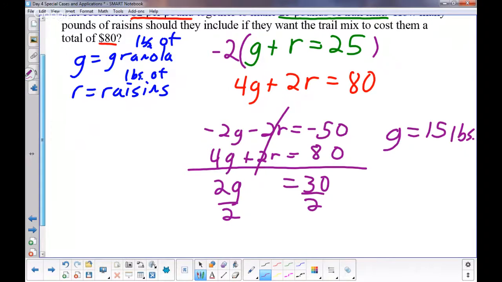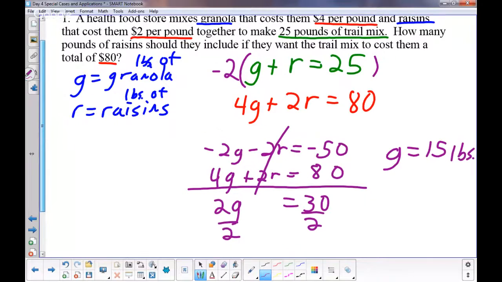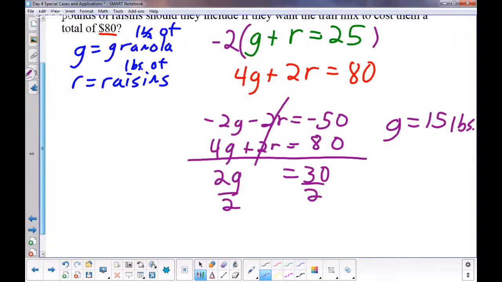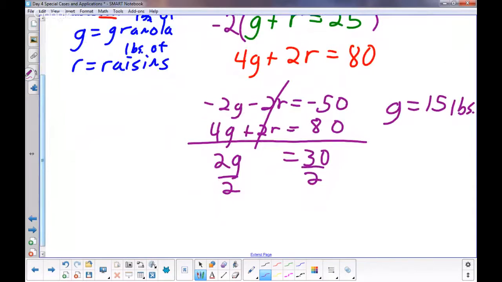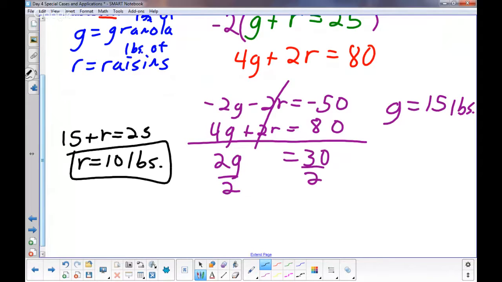The question asks, how many pounds of raisins? Now you could have done it another way and gotten what the raisins were. So we know there's 15 pounds of granola. How many pounds of raisins? Well, we know that raisins plus granola is 25. So if we know granola is 15, 15 plus R equals 25, we now know that R is 10. So there are 10 pounds of raisins. So there is my answer.